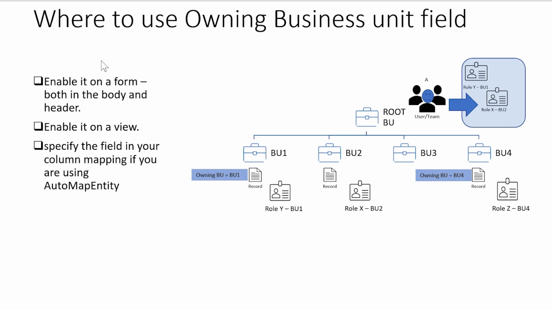Before the feature switch is turned on, the owning business unit of each record is defaulted to the record owner's business unit. It cannot be selected and put on any form or views, and it cannot be updated. With this new feature, you can enable it on the form in both the body and the header. You can also enable it on views. You can specify this field in your column mapping if you're using the auto map entity.